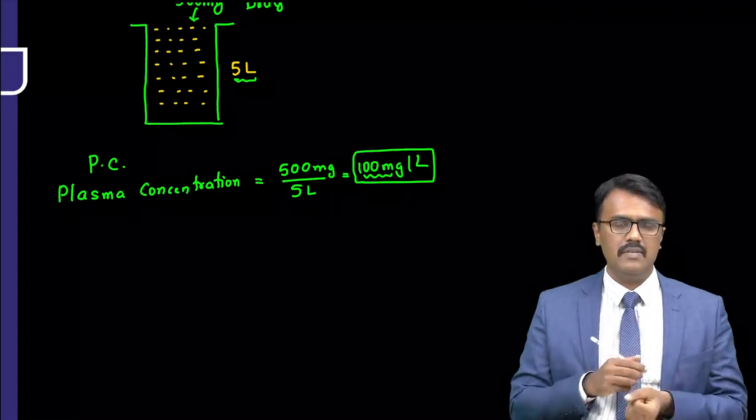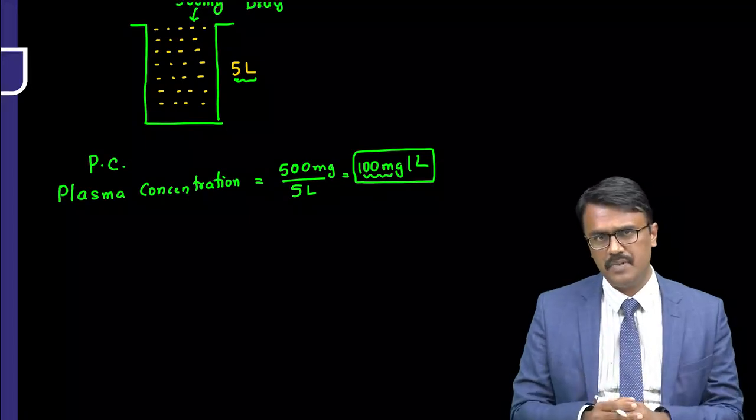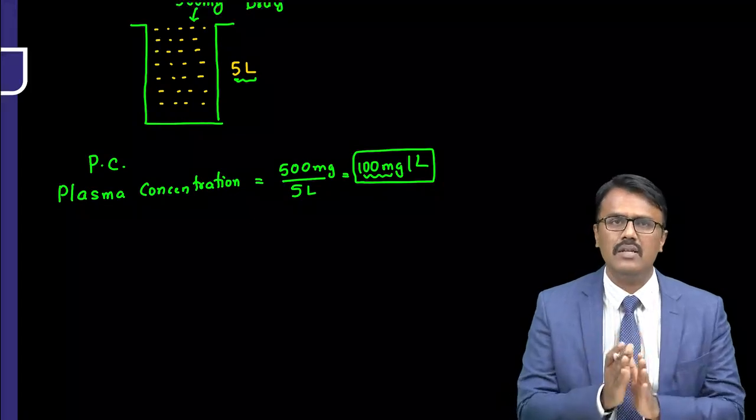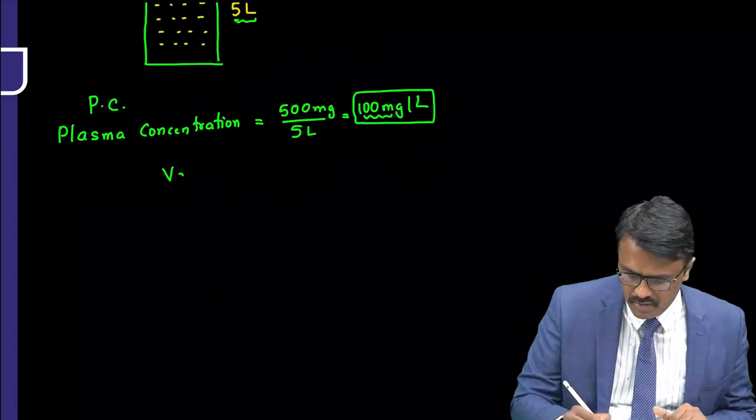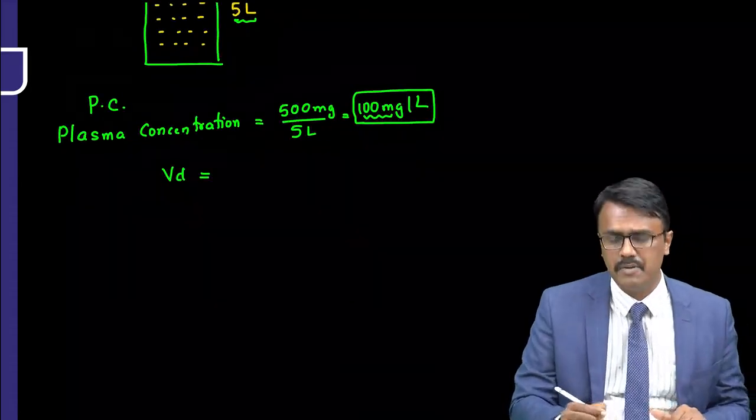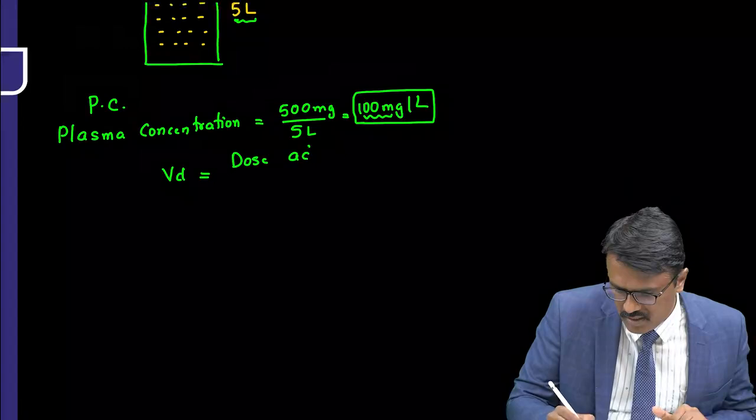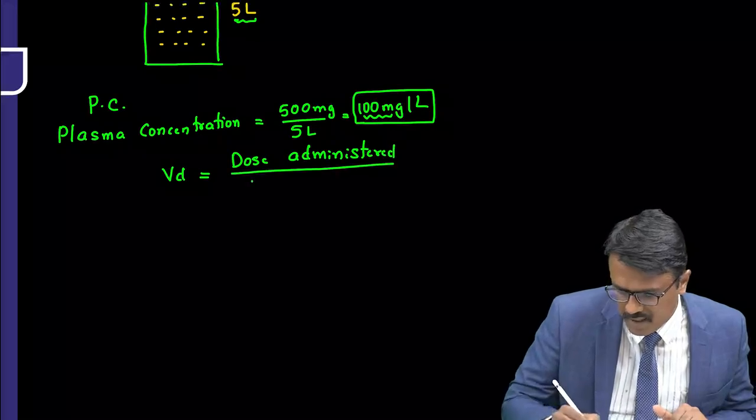When I give the drug, it will not stay only in the blood vessel, it has to get distributed. Now, let us imagine that it is not getting distributed, it is staying only in the blood vessel. That means if I calculate the volume of distribution, it is given by the formula: dose administered divided by the plasma concentration.